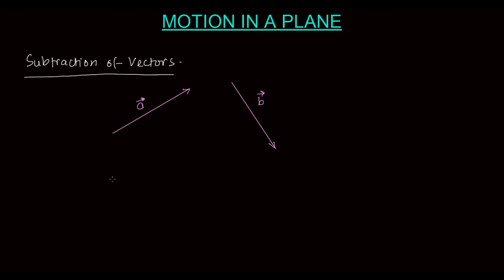Now, as it happens in the real numbers, their subtraction can be considered to be the addition of the negative of that number, right? So if it is 5 minus 3, we express it as 5 plus minus 3. This is the real number addition, right? This is not vector, so don't get confused. In a similar manner, if someone says it is A minus B as a vector, we can represent it as A plus minus B. Alright? It's A plus minus B.